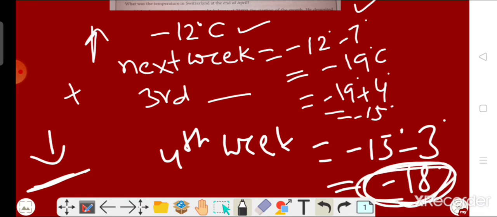What is given in this question, beta? It is given that the starting temperature is minus 12 degrees Celsius. After that the temperature will further drop by 7 degrees Celsius. So the resultant temperature is minus 19 degrees Celsius.